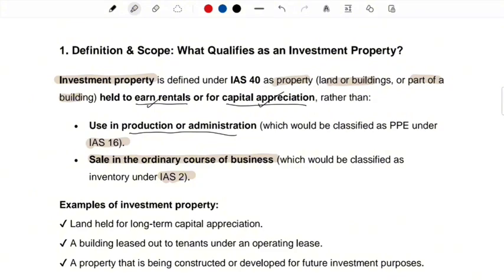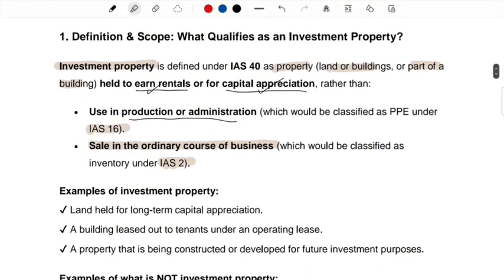Okay. Examples of investment property could be, for example, land which is held for long-term capital appreciation, or a building which is leased out to tenants, so you earn rentals from this lease contract, or, for example, a property that is being constructed or developed for future investment purposes.